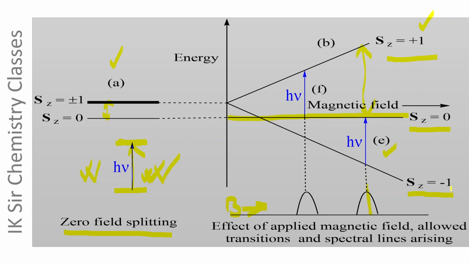Thus the transitions E from Sz equals -1 to Sz equals 0 and F from Sz equals 0 to Sz equals +1 take place at different applied magnetic fields, and therefore two lines are obtained in the ESR signal of such a system having two unpaired electrons, and these two lines constitute fine structure in the ESR signal.